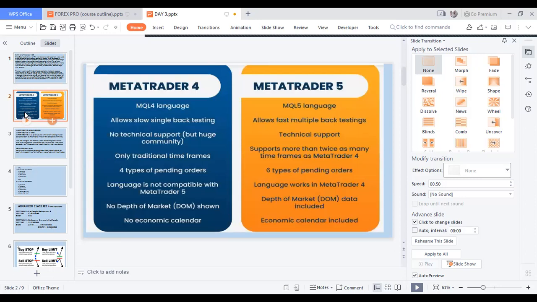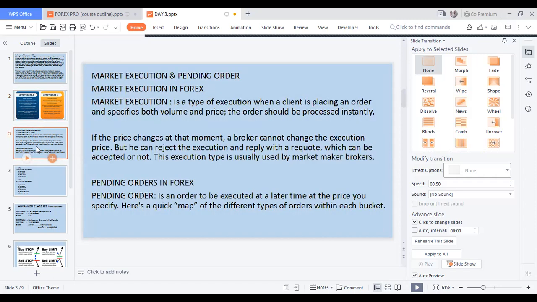MetaTrader 4 was developed with MetaQuotes Language 4, while MetaTrader 5 was developed with MetaQuotes Language 5. Four allows slow single backtesting, while 5 allows fast single backtesting. One deeper thing that really distinguishes them is that MetaTrader 4 has 4 pending orders, while MetaTrader 5 has 6 pending orders. Let's see exactly what you can do on MetaTrader 4 and 5.